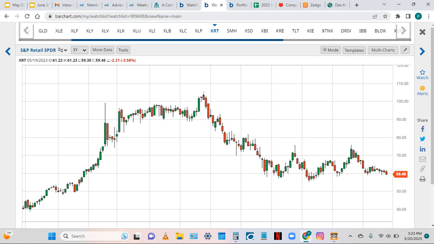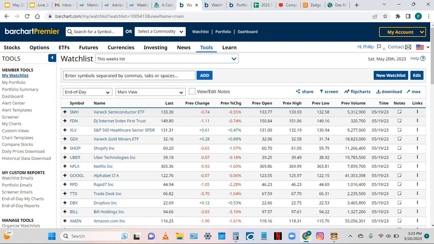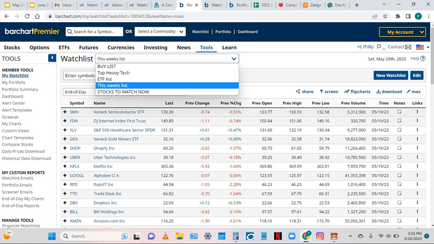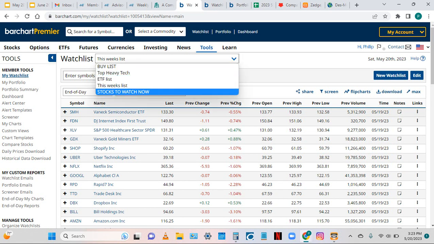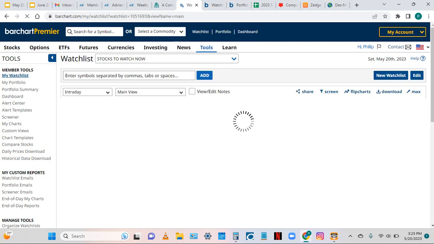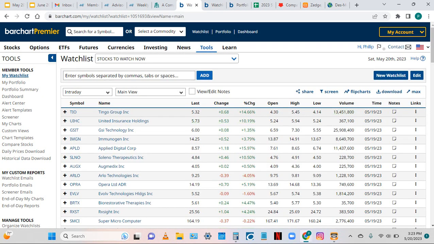Now, let's get into the watch list that I had put together for you guys. This shows this week's list, but I'm going to go to stocks to watch now. This is just one I created through a search. So we'll try to get through this fairly quickly. Again, I'm going to spend about 10 seconds per chart so we can narrow this larger list down to a smaller, more manageable list for this week. So again, I'm just going to go over these charts real quick.